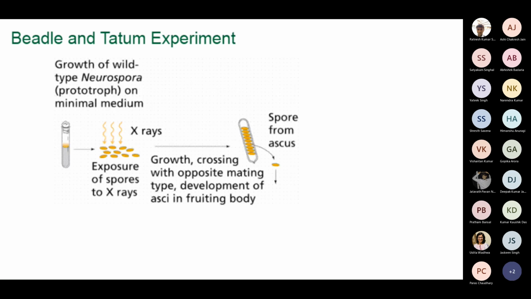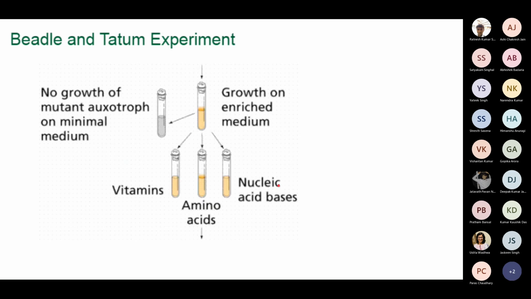What they showed was that when they exposed it to X-rays, the spores started to have a specific shape. They were then able to replace different kinds of vitamins, amino acids, and nucleic acids in the minimal media. Because in the minimal media, the organism has to do everything by itself, making the vitamins, amino acids, and nucleic acids on its own.